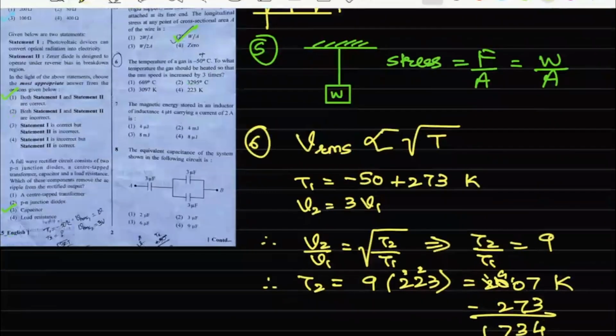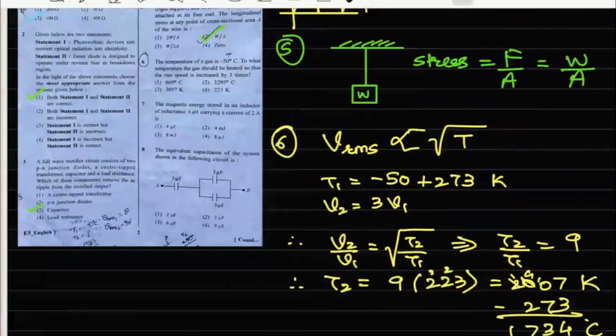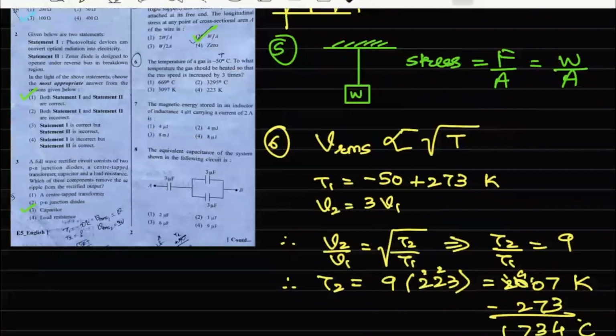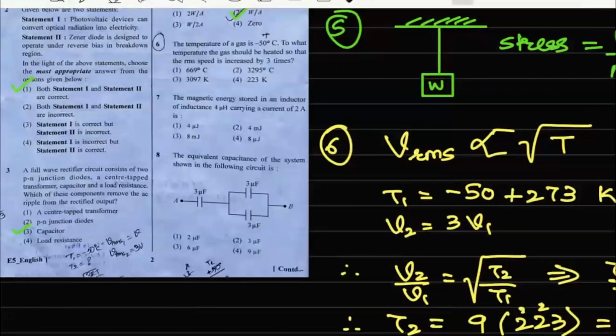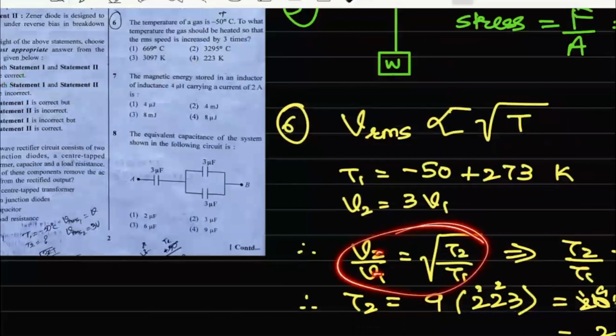So this one looks like we don't have any matching option here. Neither is there an option with 2007 Kelvin, or anything close to that, nor a 1734 or 1800 Celsius. So this seems to be an error in question number 6. So maybe we can just attempt any one, click on any option and leave it, because temperature and RMS speed have a very clear relationship. V2 by V1 should be root of T2 by T1, and we have to take it in Kelvin, not in Celsius. Okay, let's go to the next one, number 7.